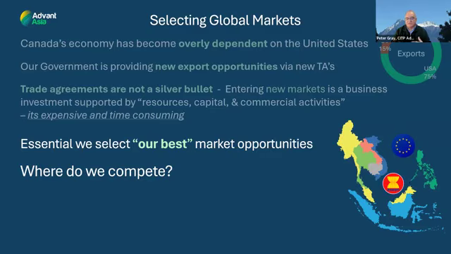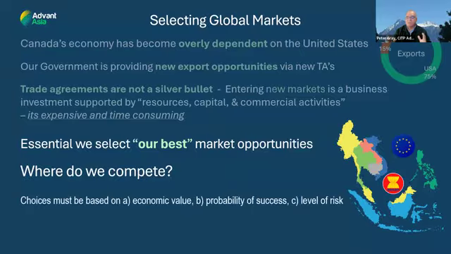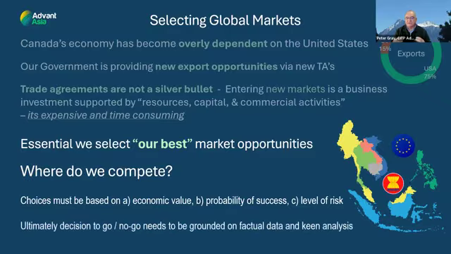If we looked at a market such as the European Union, there are 27 individual markets. If we looked at the Indo-Pacific region in its broader context, there are about 38 individual markets. And if we looked at a smaller region like the ASEAN region, there are 11 unique markets. So we need to make choices. And the choices we make need to be based on economic value, the probability of our success, and the level of risk. So ultimately, the decision to go or not to go into a market needs to be grounded on factual data and keen analytics.